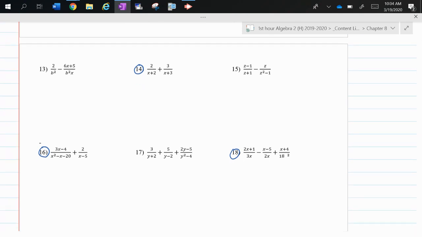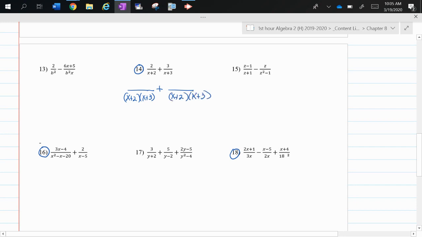Now we're going to do a little bit of adding and subtracting. So let's see. We're going to start with 14. And I'm going to start by remembering that I have to get a common denominator. So I noticed that I have two denominators, x plus 2 and x plus 3, that don't have any factors in common. So when the two denominators don't have any factors in common, we just multiply the two together, and that's our least common denominator. So our least common denominator is x plus 2 times x plus 3.